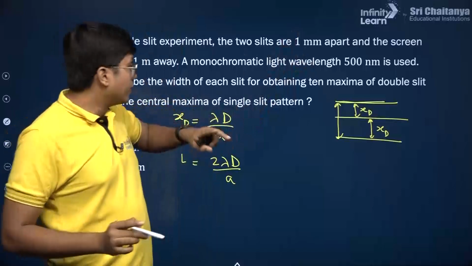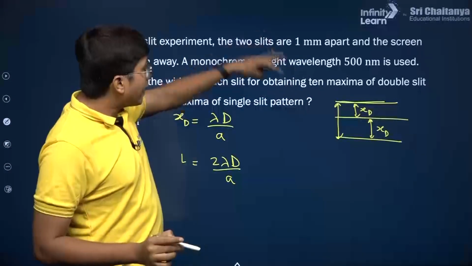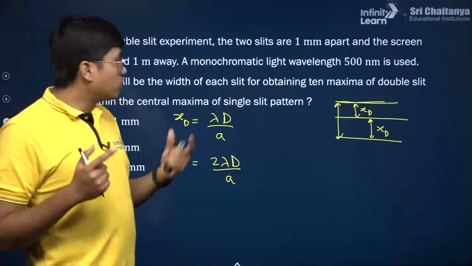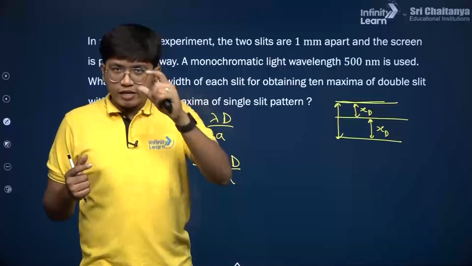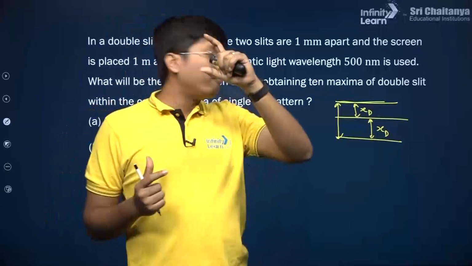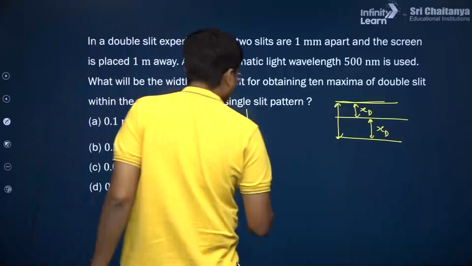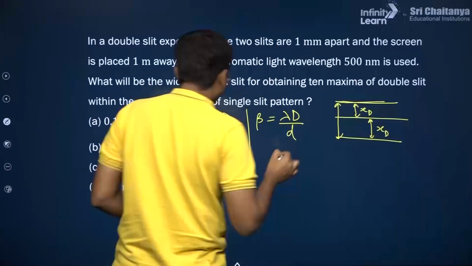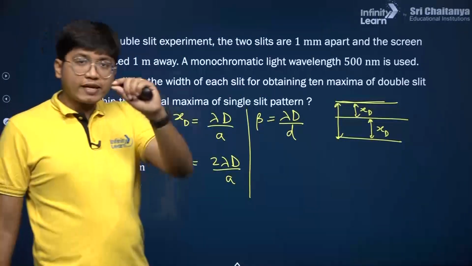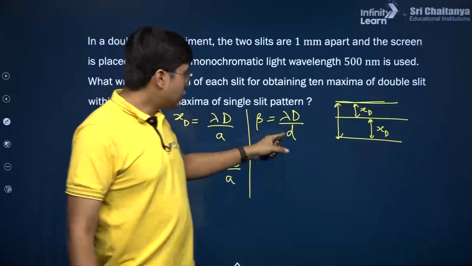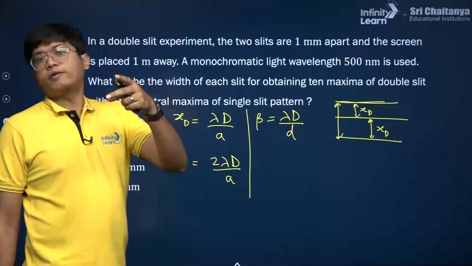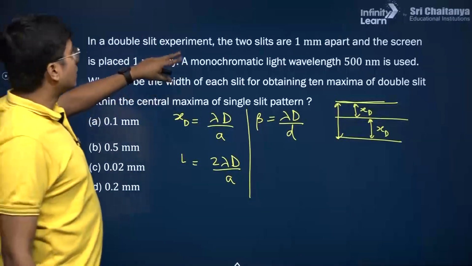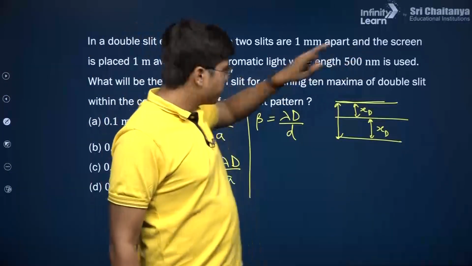Now you want 10 maxima of the double slit interference pattern to fall over there. Now that means you have fringe widths. In the interference pattern, each fringe width beta is equal to lambda capital D by small d. Now mind you, this a refers to the thickness of one slit. This small d refers to the distance between two slits. That is provided over here as two slits 1 millimeter apart.